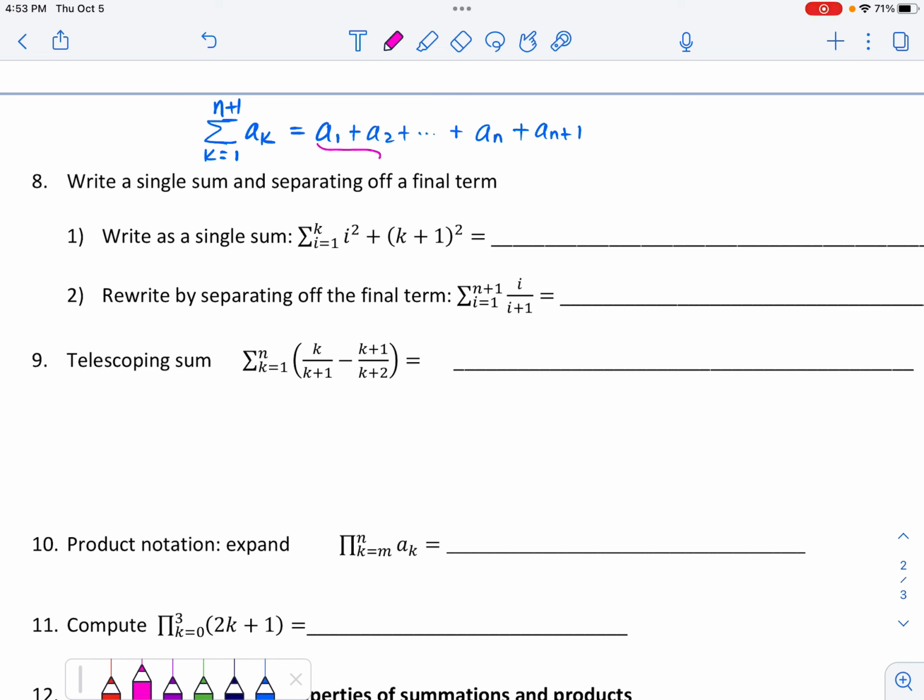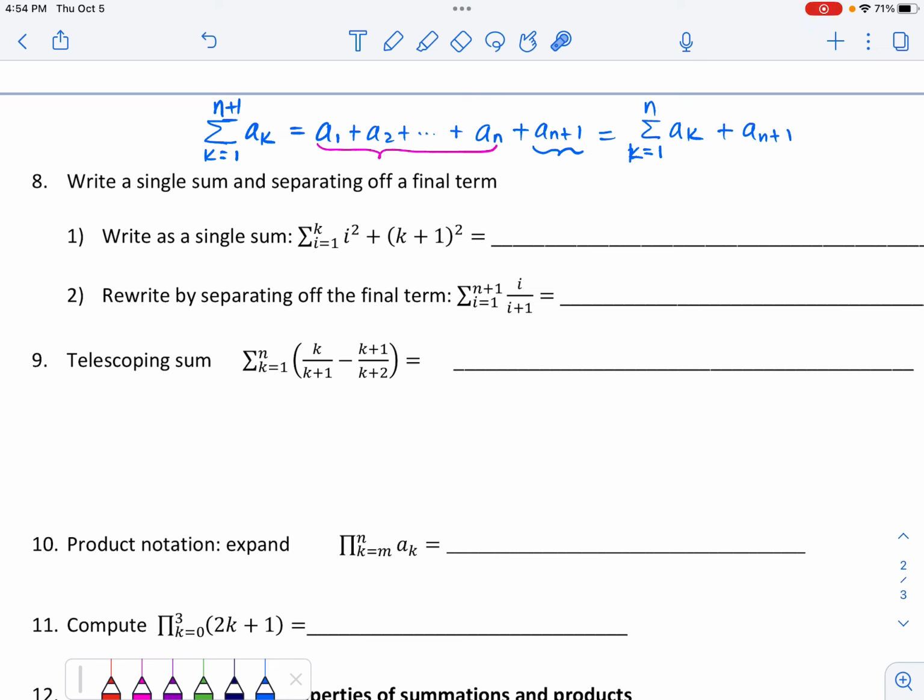Now, do you see that these first n terms can be written as a single summation notation? The sum of i from 1 to n of ai. And this very last one is just a(n+1). So you can certainly combine these two into one single summation notation. Or you can separate off the very last term and write all the previous terms into one single summation notation. So that's the skill that we want to exercise in this particular problem.